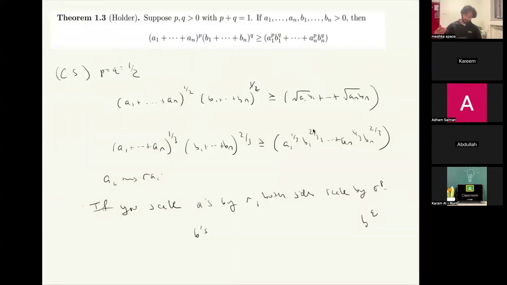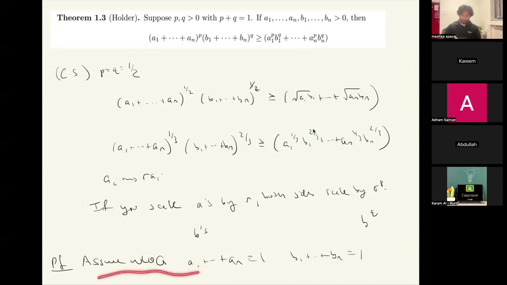This is very important for the proof because it means that if I want to prove Holder, you can assume without loss of generality that both sets of variables sum to 1. Because if they don't sum to 1, just scale them both so they sum to 1, and the inequality will be the same, right? Both sides will just scale. Does it make sense why I can assume without loss of generality that both sum to 1? Okay, so this is very important. Now the proof actually is not hard.